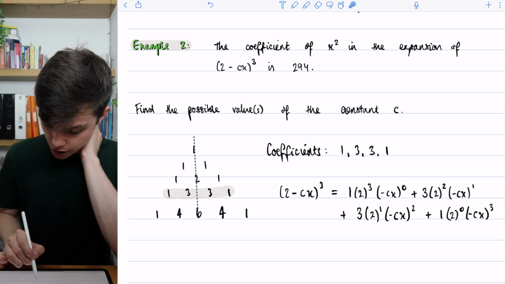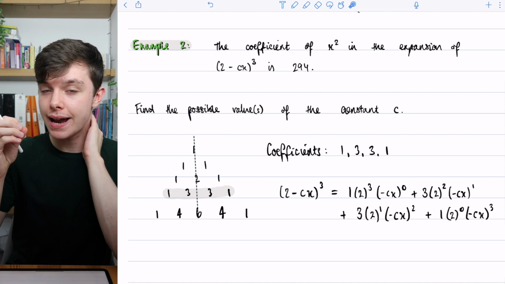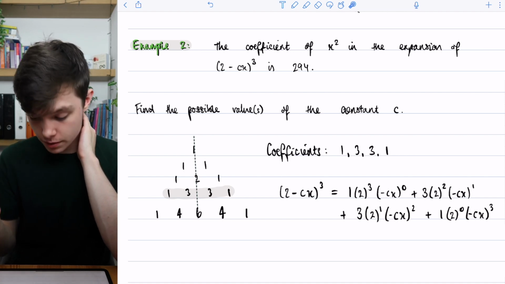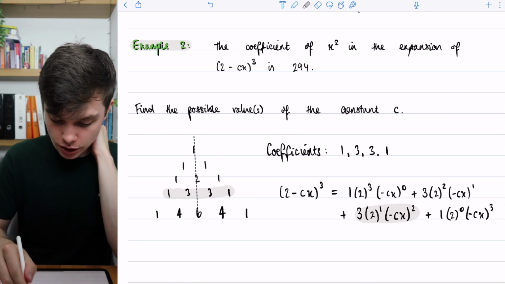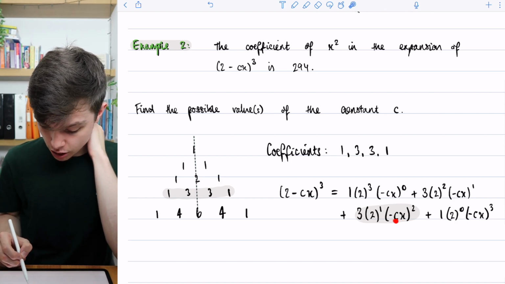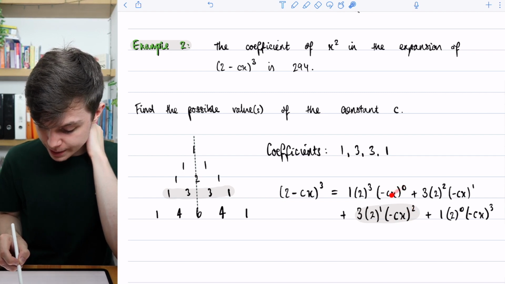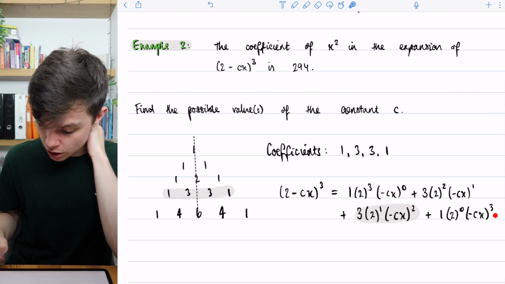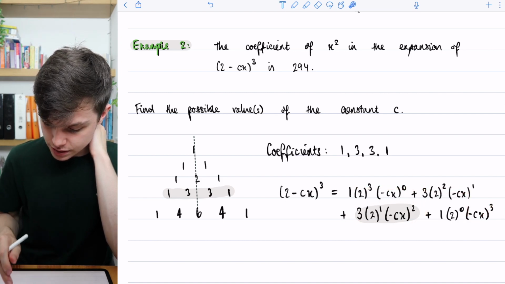So from here, which of these 4 terms is going to give me an x power of 2? It's clearly going to be that one there, because that's the only one that has minus cx squared. That's going to give me an x squared. That's going to be an x to the 0. That will give me an x to the 1. That will give me an x cubed. So I don't want any of those 3. I want this term here.